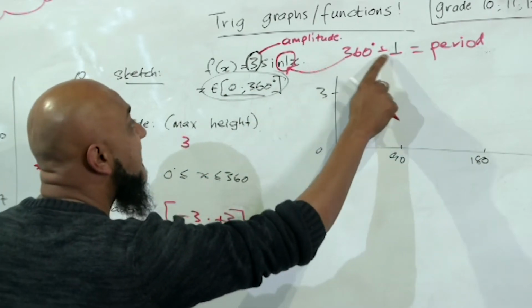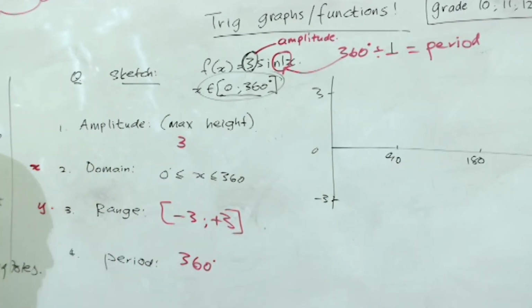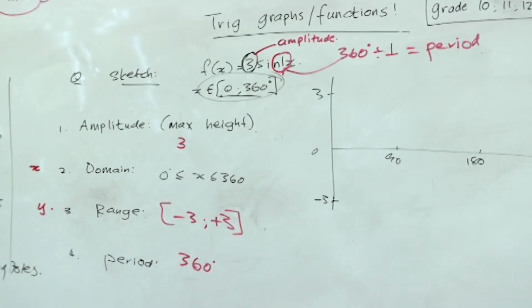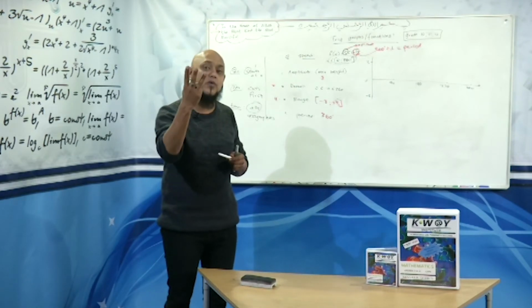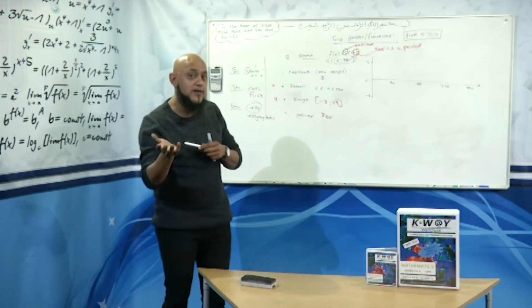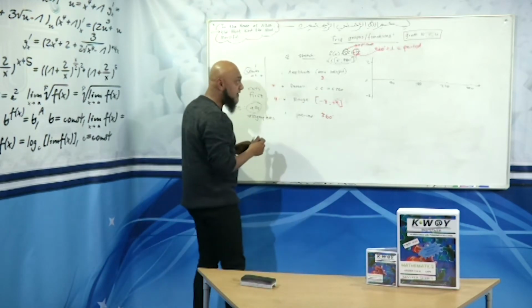So there we go. 360 divided by 1 is equal to the period. So the period of the graph is 360 degrees. If that number was 2, 360 divided by 2, 180. If that number was 3, 360 divided by 3, 120. So you can do the math. Okay, let's now sketch the graph.